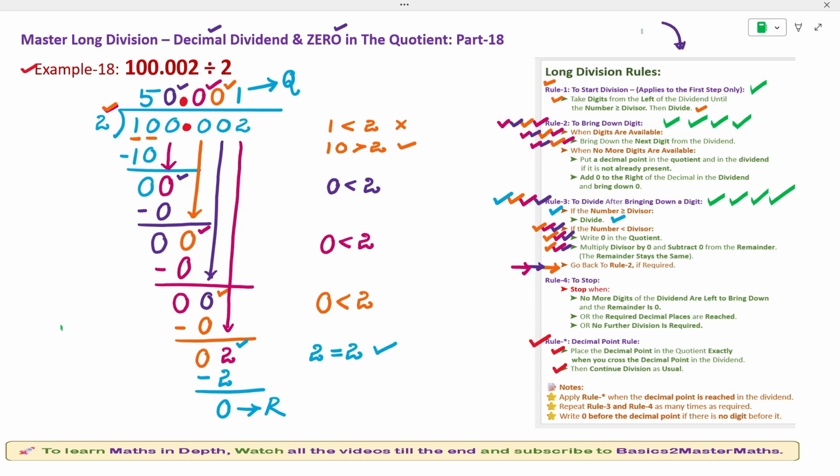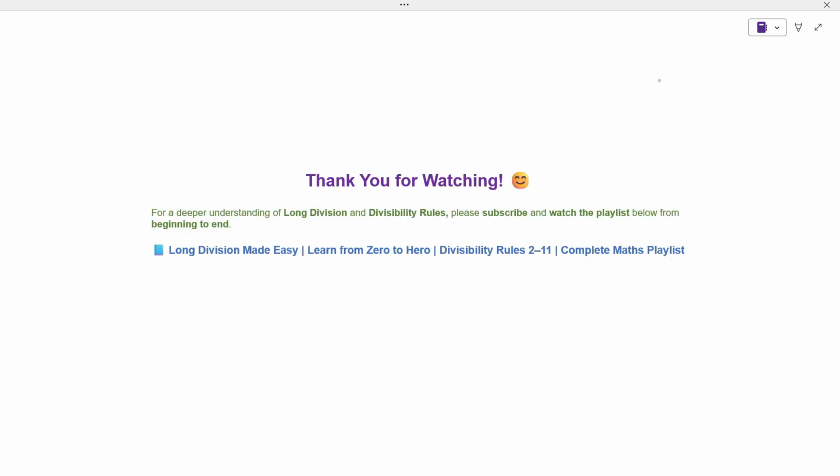Observe, the division is complete because no more digits of the dividend are left to bring down and the remainder is 0. Got it?